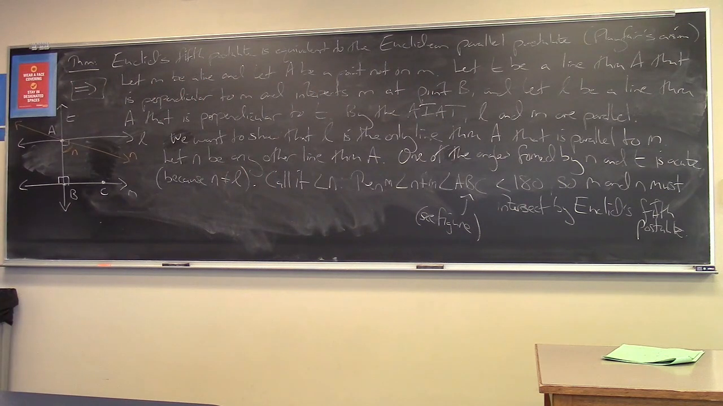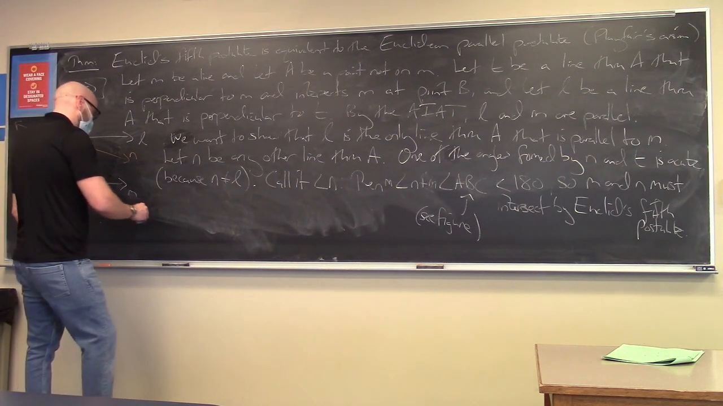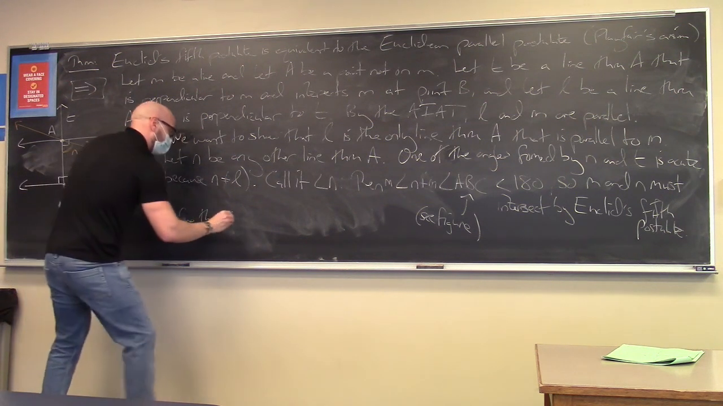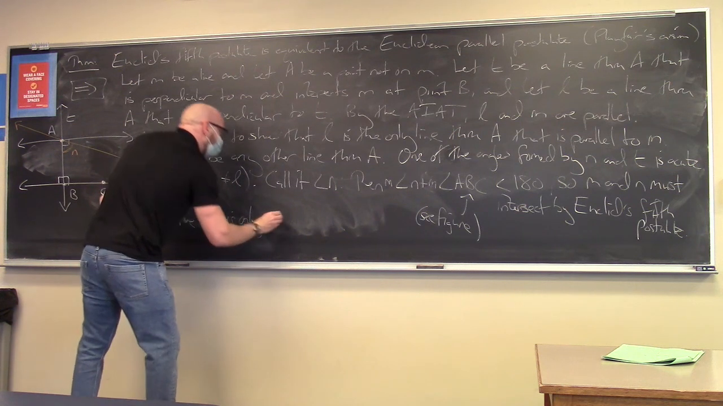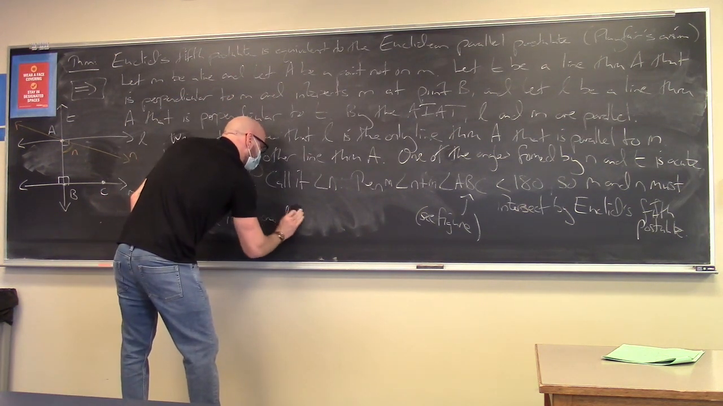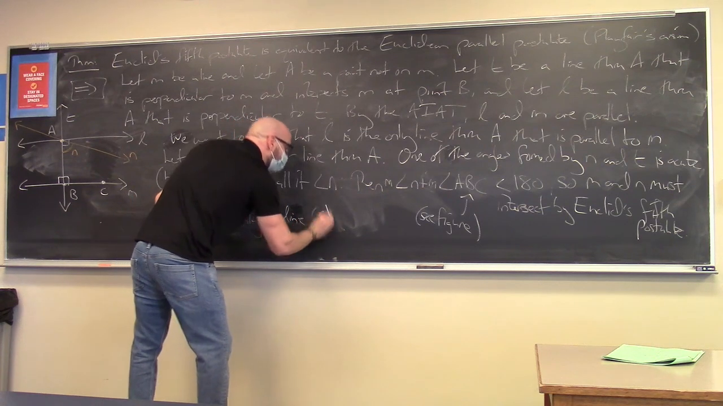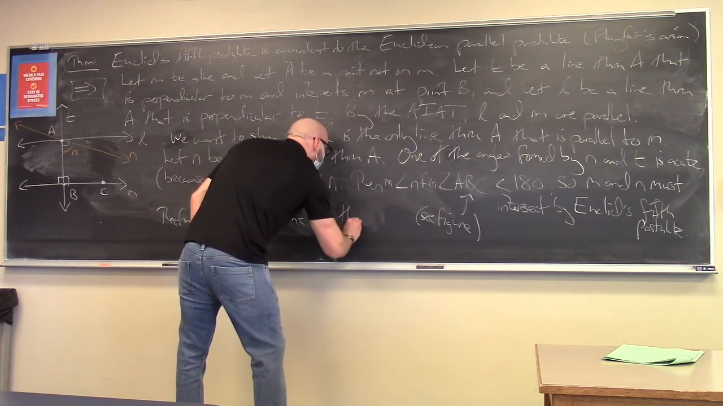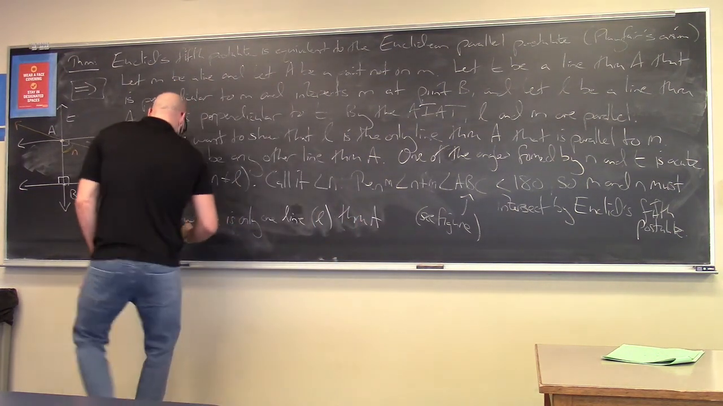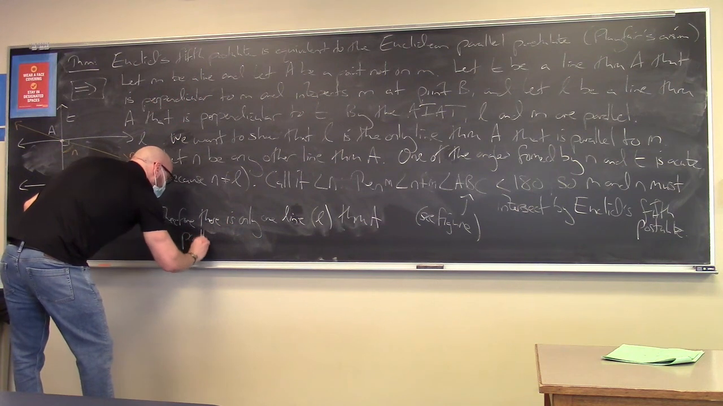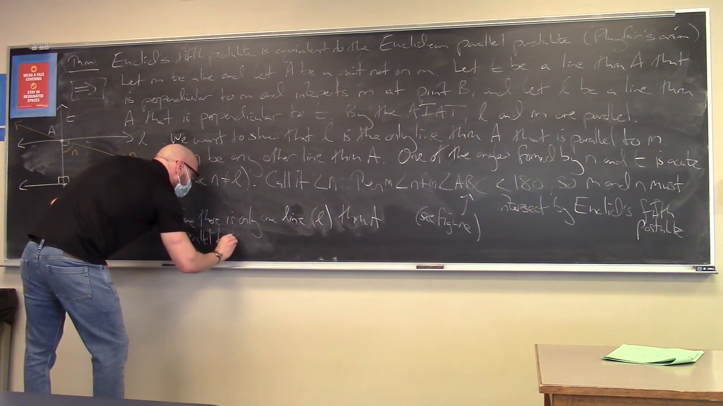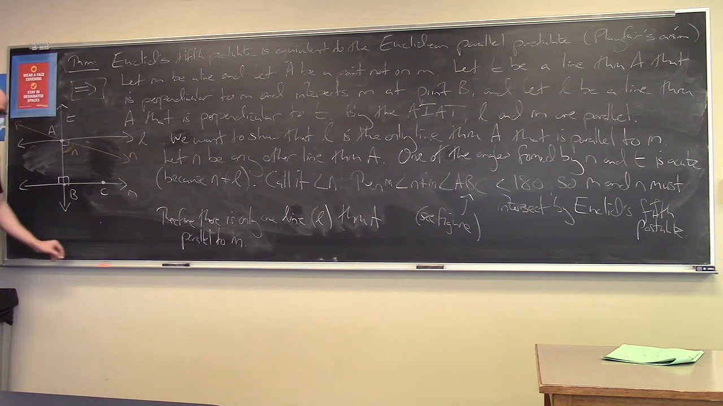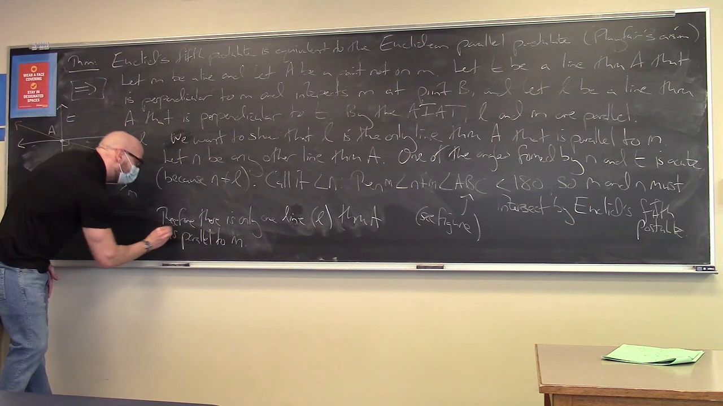And I'm pretty much out of space, but therefore, there is only one line, which we've actually found what it is, it's L, one line through A, parallel to M.